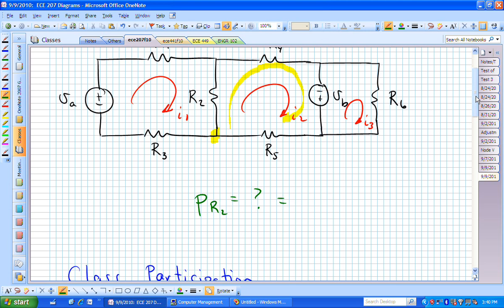In this case, if we said, let's make our current go down, let's say it's I sub D, then we could say it's R sub 2 I sub D squared. And now we just need to rewrite I sub D in terms of what we've already calculated. I'm assuming we've now determined I sub 1, I sub 2, and I sub 3. How do we express I sub D in terms of I sub 1 and I sub 2?